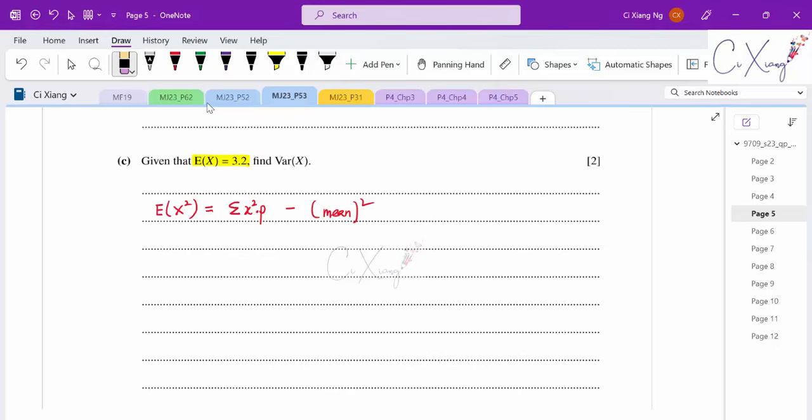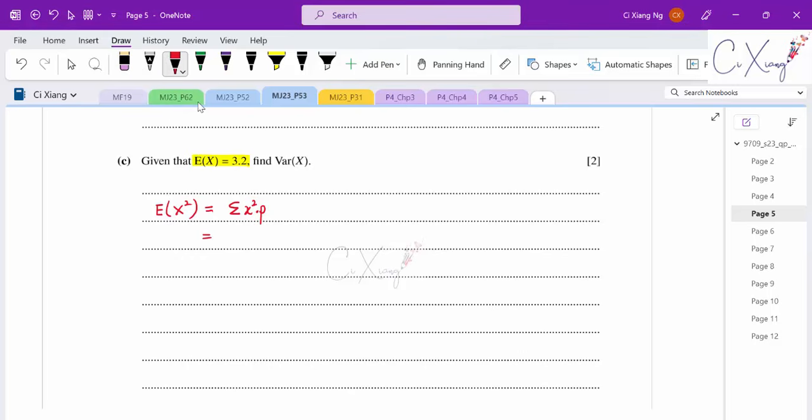Alright, okay, so we'll start. Minus the mean square is for the variance. For the expected value of x squared, it should be the summation of x squared multiplied with p. The formula that I showed earlier, minus the mean square, is actually the formula for variance. So we start with the expected value of x squared first.